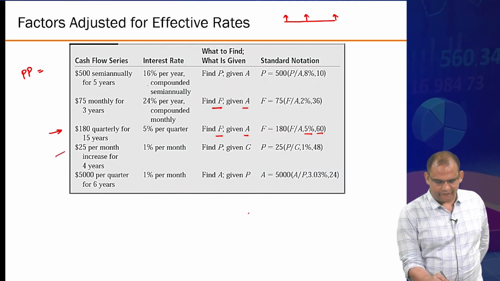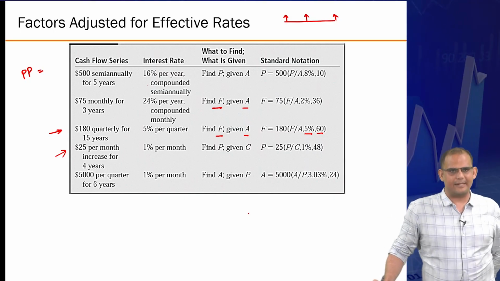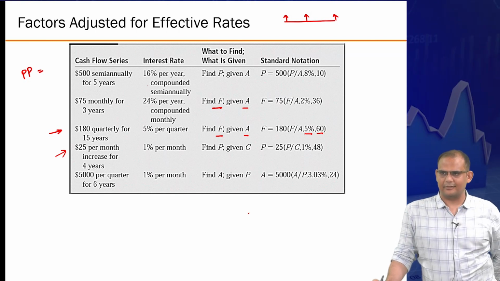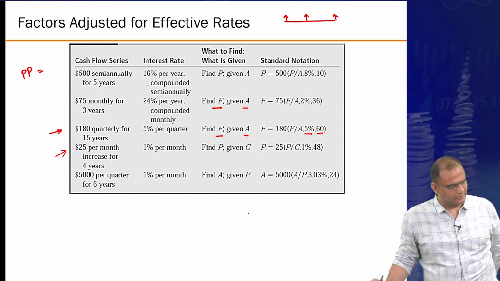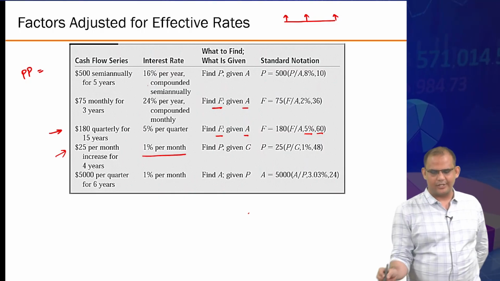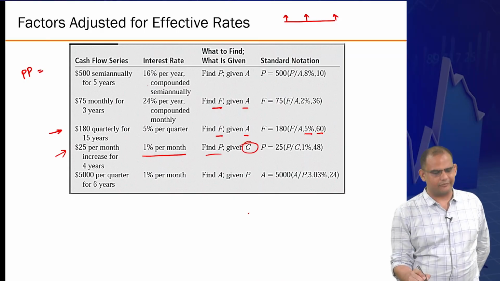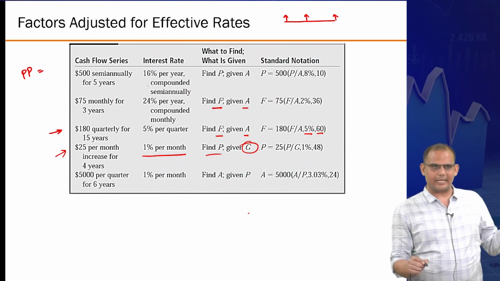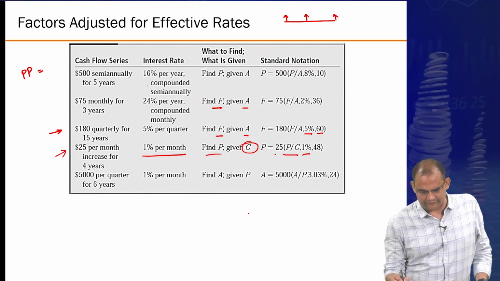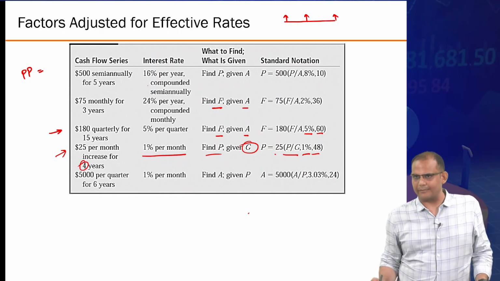Okay. $25 per month increase for 4 years. What is the payment period? Year, month. The rate is already given as 1% per month, so you don't need to change. You have to find P. You have been given a value of G, which is the gradient in this case. This is a gradient series. You have to use the formula of P by G, 1% for 4 years. How many months? 48 months.